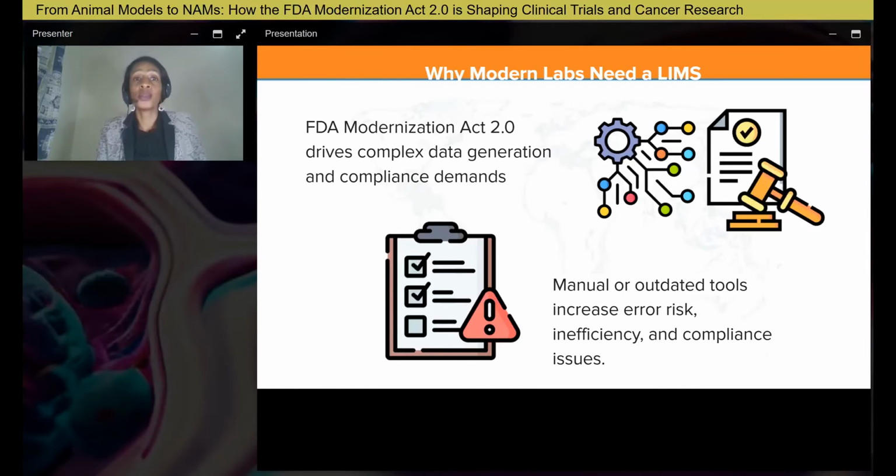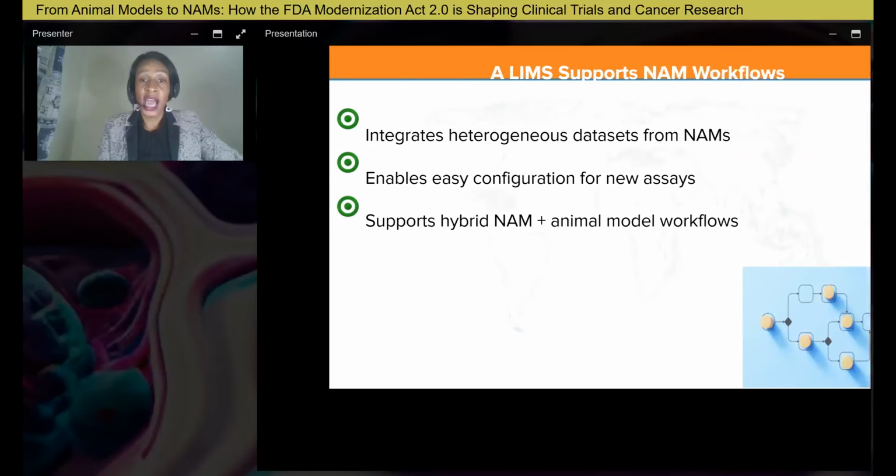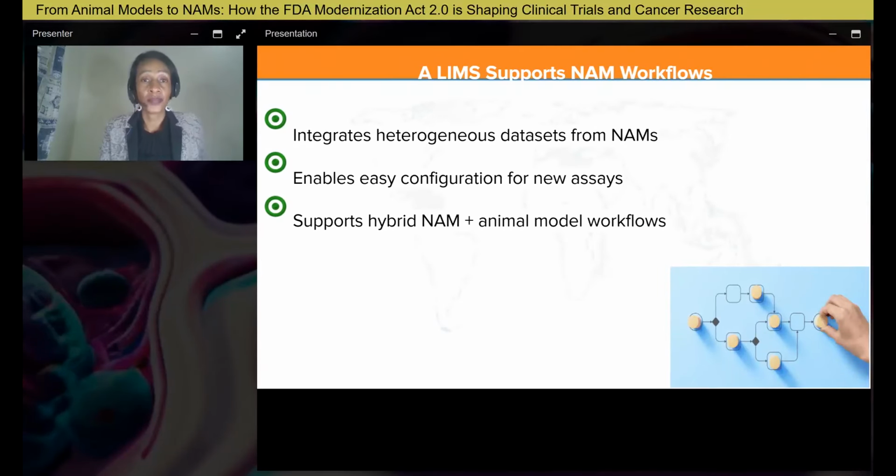So with this, why do modern labs need a laboratory information management system? And here I'd like to ask one question: how can a lab manager get ahead of all these changes that have been introduced by the FDA Modernization Act 2.0? And there's one answer to this: acquire a robust LIMS. The FDA Modernization Act 2.0 drives complex data generation and compliance demands. It's clear that manual or outdated tools increase error risk, inefficiency, and may bring about compliance issues.